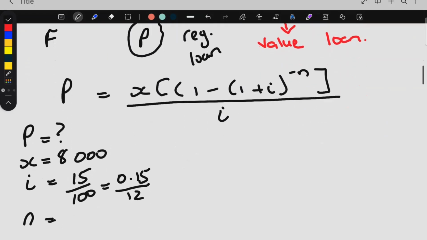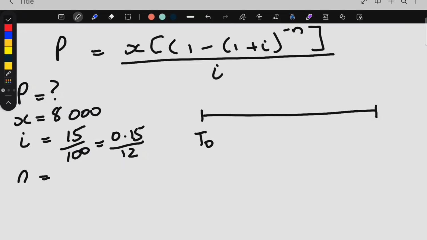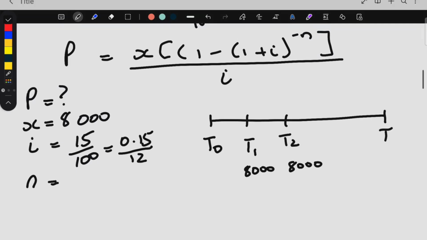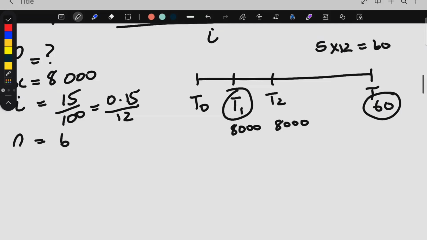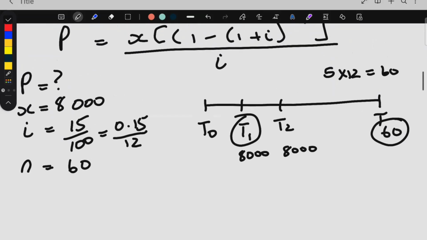So let's do a timeline. I do T0, that's now. I never pay now with a loan, eh? So this is my first payment. There is my first 8,000. Then my second month, there's my second 8,000. And then to get to this last one, I'm going to say 5 years. Monthly payments is 60. So this is 60. So from T1 to T60 is 60 payments. So this is just 60 payments.